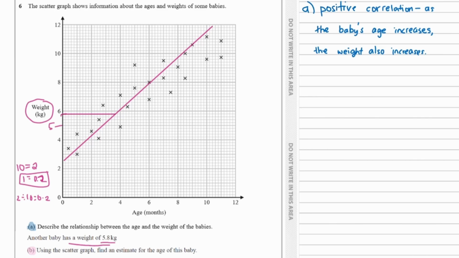So we can just take our ruler and draw a line at 5.8 until it meets the line of best fit. We then want to see what value that corresponds to on the x-axis to see what age that corresponds to. If we read the scale, this is also going in 0.2 units. So for part B, we can say that the estimate of the age is 3.6 months. In this question for part A, we would get 1 mark for stating the correct relationship, and in part B, we would get the first mark for drawing the correct line of best fit, and the second mark for giving a correct estimate of the age.